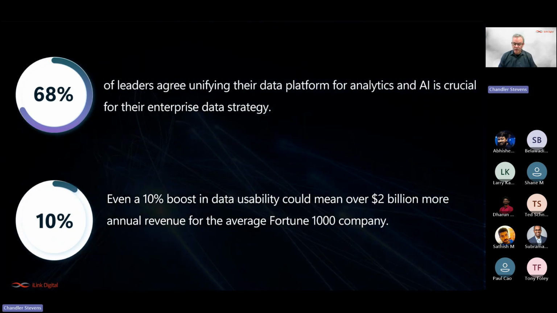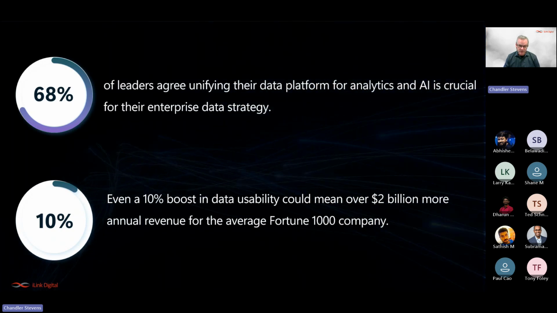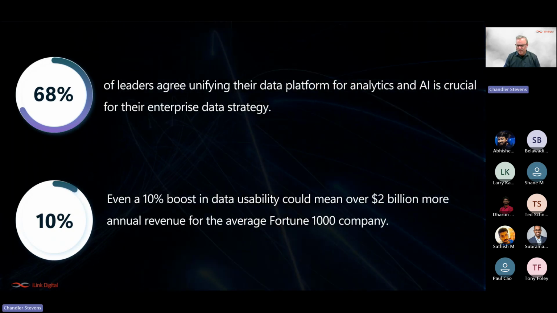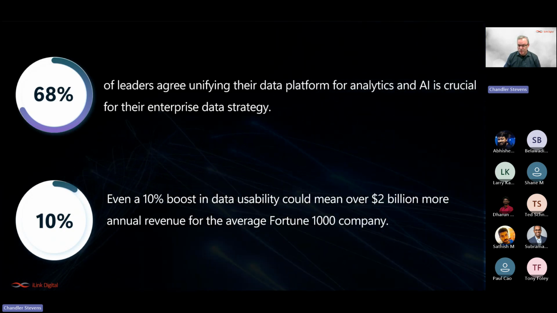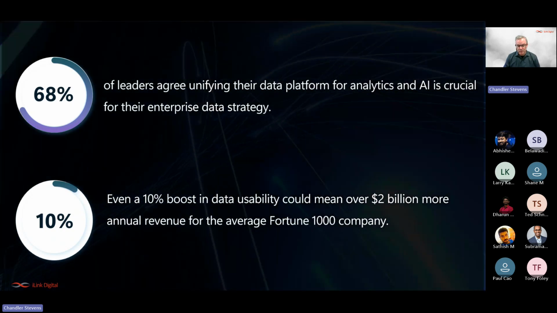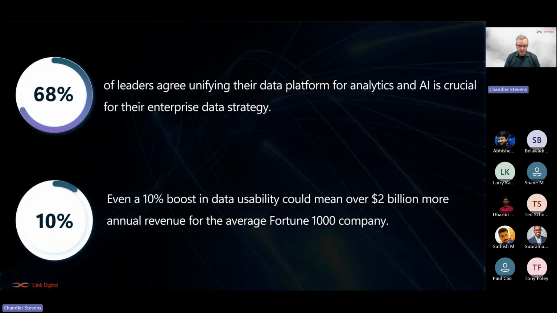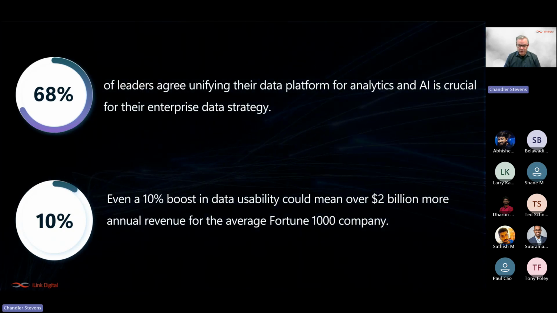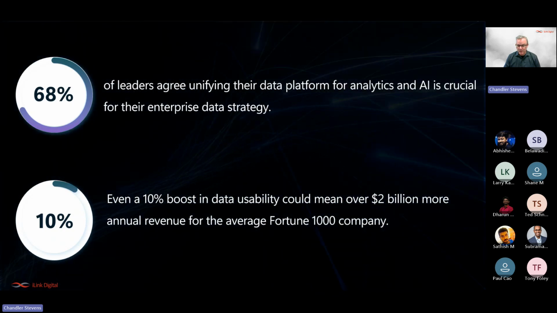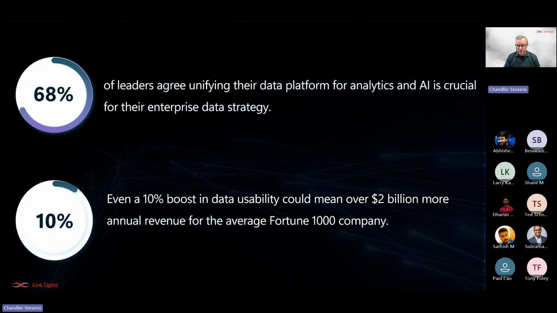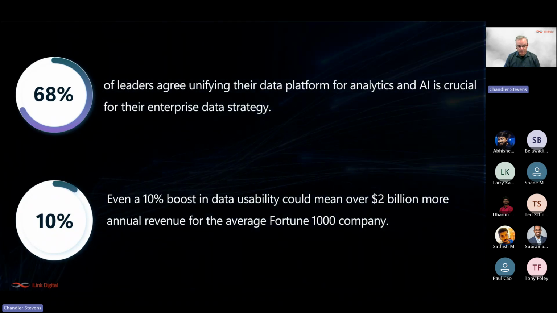While the benefits of data unification include improved cross-organizational visibility and accelerated decision-making, there's also significant impact to a company's bottom line. Reports show that even a 10% boost in data usability can result in over $2 billion more in annual revenue for the average Fortune 1000 company. By unifying your data engine, you accelerate the value derived from your data and reduce the cost and effort of integration by centralizing and curating all of your data and analytics workloads.